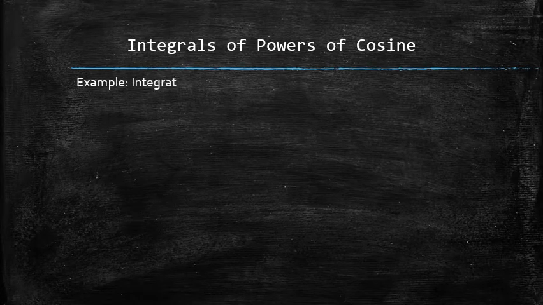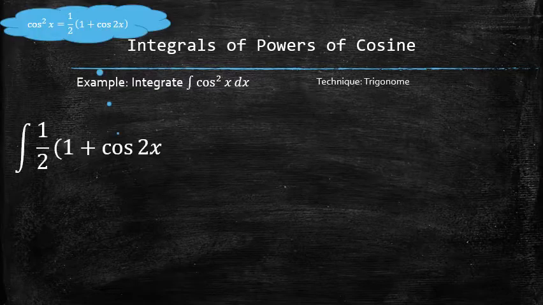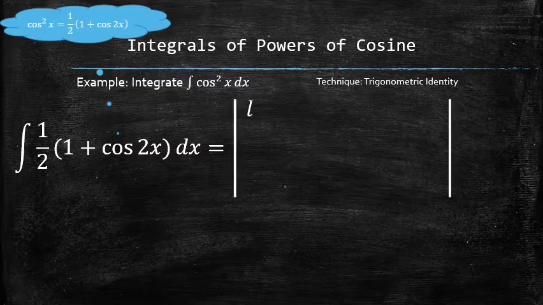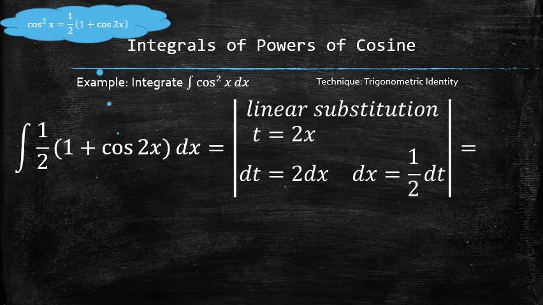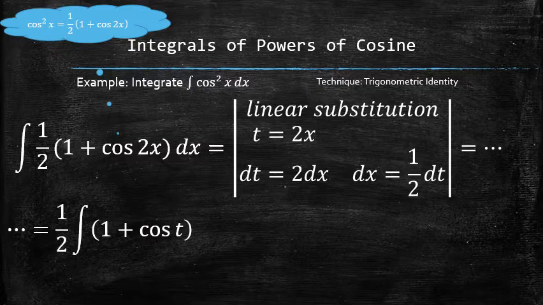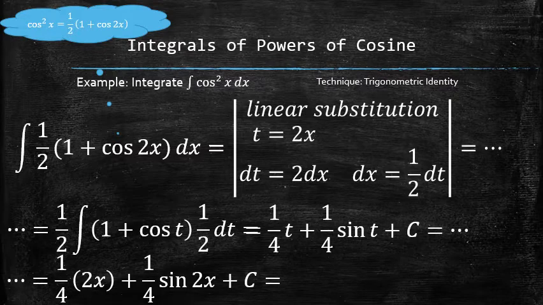Let's start with the power 2. We're going to use a trigonometric identity to reduce the power of cosine and rewrite the integrand. Then we set up a linear substitution by setting a new variable, let's say t, equal to 2x and finding the differentials of t and x. After we plug everything into the original integral, we notice that we have nothing but the function of t left in the integrand. We finish the process by finding the antiderivative and replacing t with 2x. After simplifying the expression, we obtain the answer.